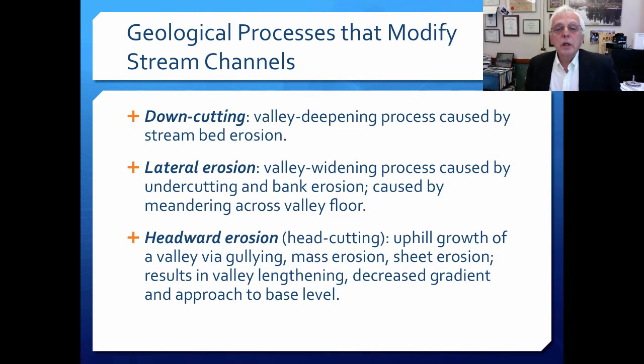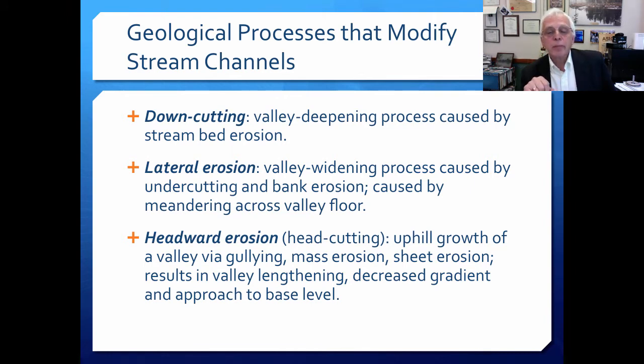So there are lots of geological processes that modify stream channels, and we should learn a few of them, at least learn their names and understand what they are. Downcutting is this valley deepening process that's caused by stream bed erosion. And if you run water through a bed of sand, you can see this. It immediately begins to pick up particles and move them downstream. So it is downcutting, making a deeper and deeper groove in the landscape.